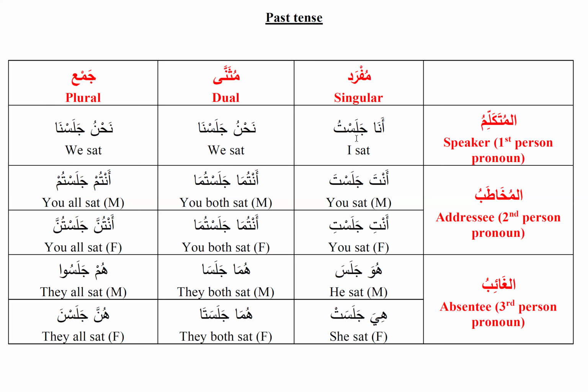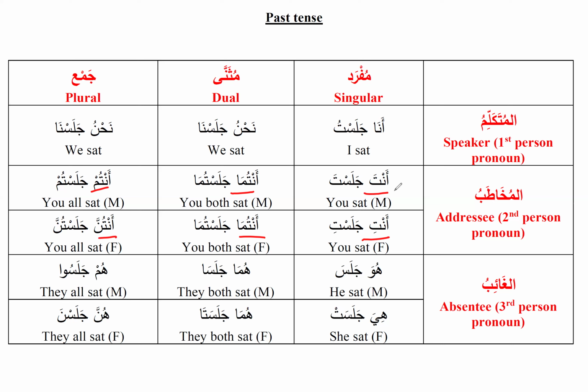Let's go to second person, which is mukhatab. Now, if we remember the pronouns, then it is very simple to add the endings, the appropriate ones for the verbs. So let's see the pronouns. The pronouns are anta, antuma, antum, anti, antuma, antunna. These are the 6 pronouns for second person. Anta for singular male, antuma for dual male, antum for plural male. Anti for singular female, antuma for dual female, antunna for plural female.